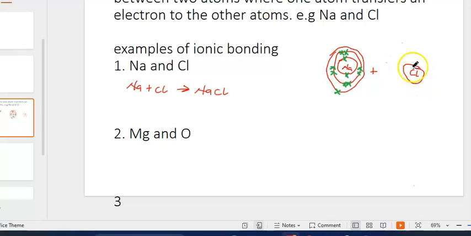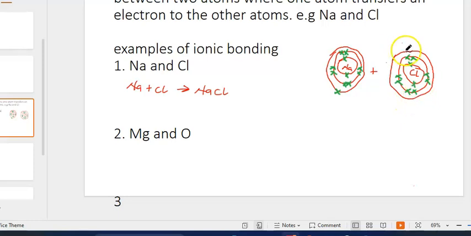So for chlorine, you are going to do the same. The first shell with 2 electrons, then another shell. How many electrons? 8 electrons: 2, 3, 4, 5, 6, 7, 8. And we are going to draw another shell for chlorine. Okay, so that's another shell for chlorine.